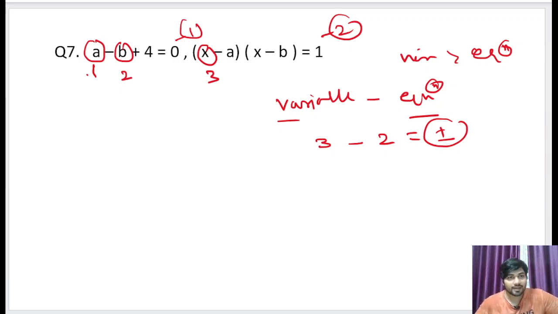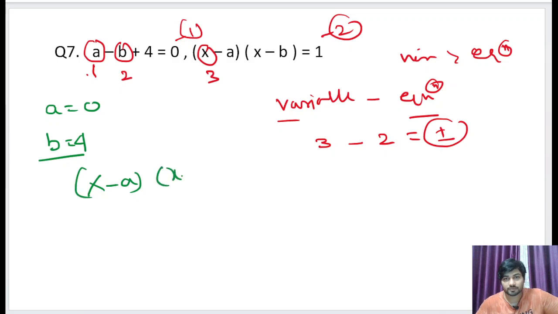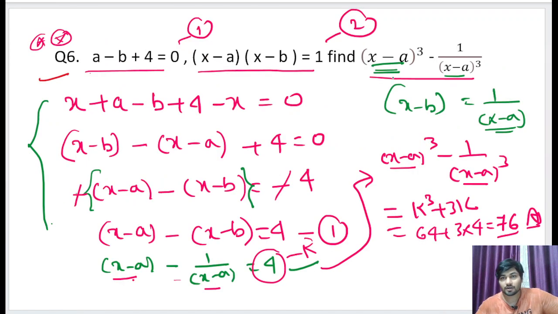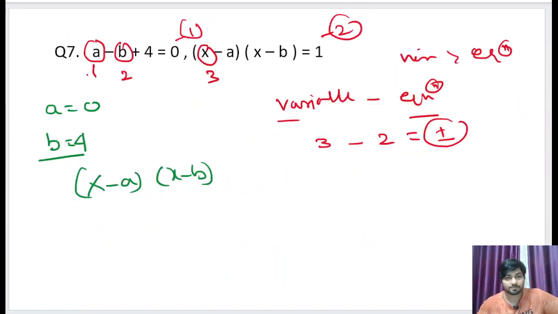So I can put the value of any one variable. Let me put the value of variable a as 0. What happens? See, after putting a equal to 0, I will get b equals 4. Done. Now, what I need to find out is the question: x minus a into x minus b is equal to 1. This is the second equation, definitely.